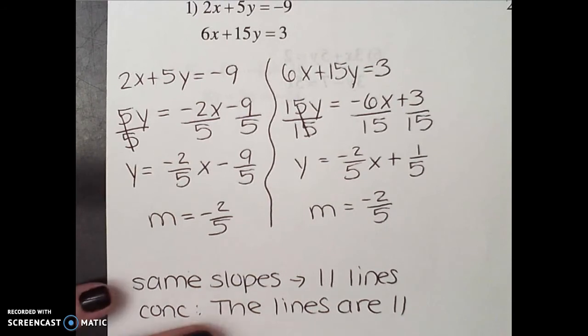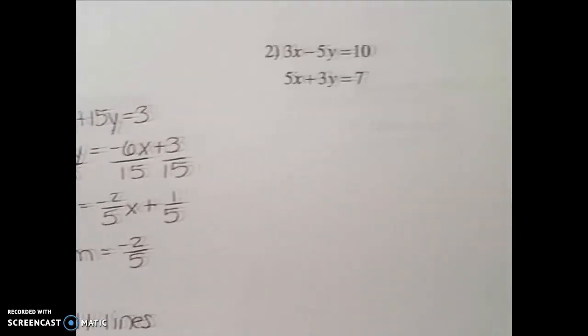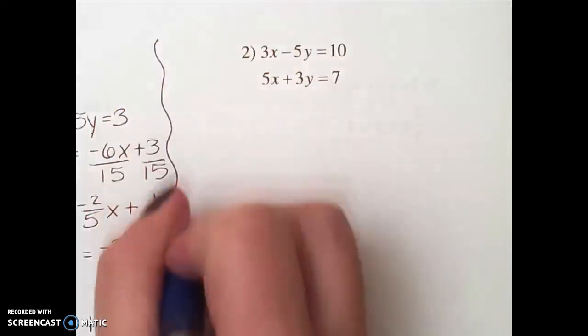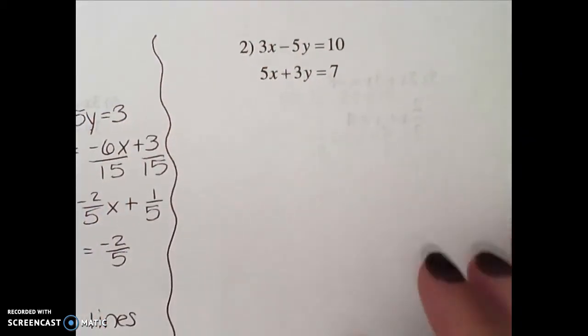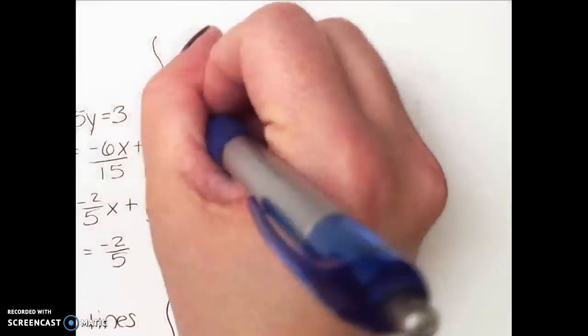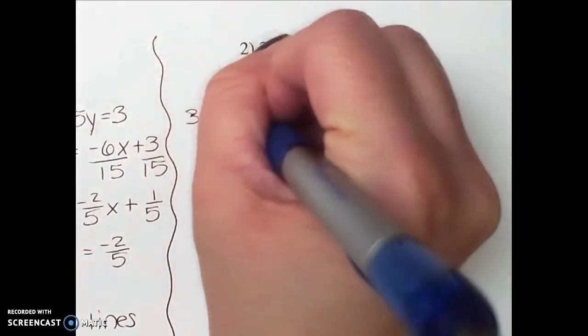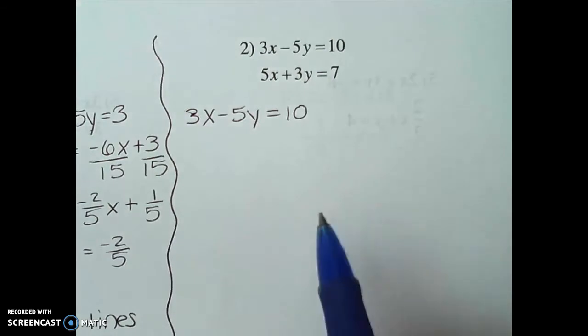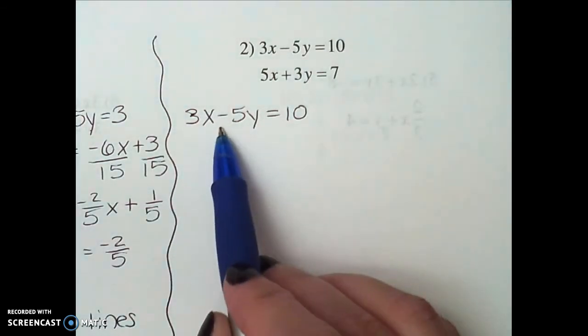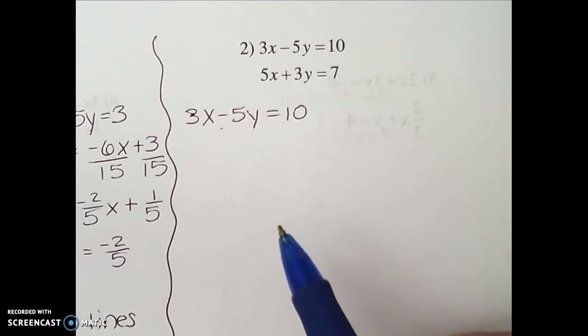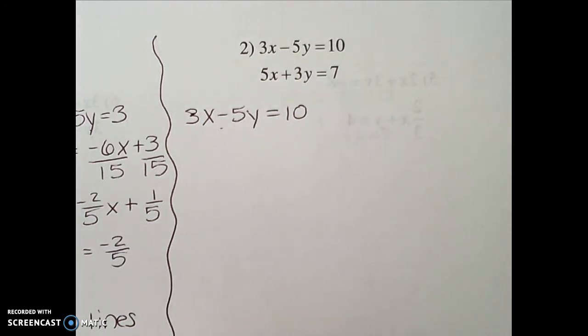Let's go ahead and take a look at number 2 as well. Once again, I'm going to start by rewriting my first equation. 3x minus 5y equals 10. In this example, notice that your y term is negative. Because it's negative and I want it to be positive, I'm going to take care of that in my first step. And in order to do that, I'm just going to change the sign of every single term in my equation. That's essentially the same thing that will happen if I multiply through by negative 1.